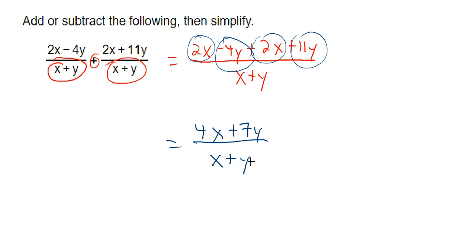So the only way I can get this to reduce is if I can factor it, but it doesn't factor, right? 4x plus 7y is not factorable. And it doesn't match my denominator, so it's not going to cancel out with anything. So this is already reduced. Nothing here can cancel out. If you want to cancel out an x, you have to be able to factor the x out in order to cancel it out, and you can't do that. So it's already reduced. There's nothing else we can do with it.